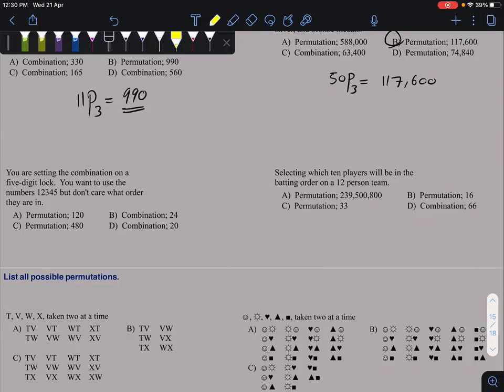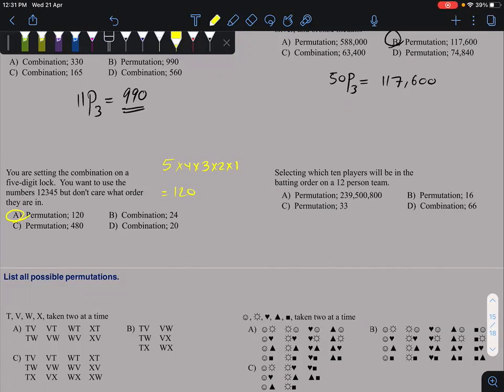So you can write it as 1, 2, 3, 4, 5, and you can write it as 2, 1, 3, 4, 5. You can write it as 3, 2, 5, 4, like this. So we can find it as 5 factorial, which is 5 times 4 times 3 times 2 times 1. So it's a permutation. Yes, permutation. 5 times 4 times 3 times 2 times 1, okay, 120. So the answer is A. It's 120.